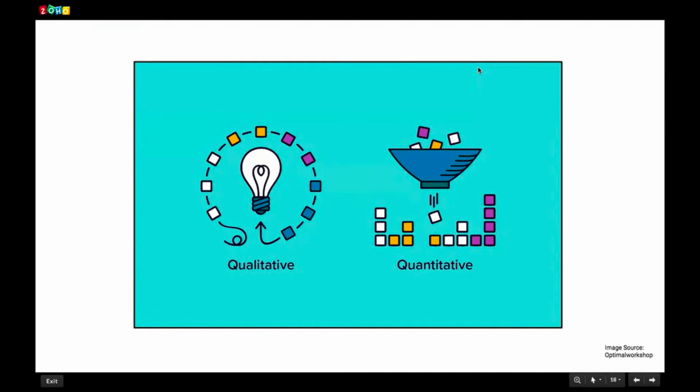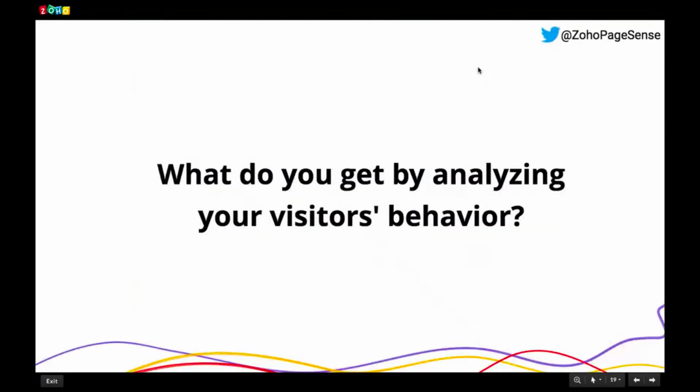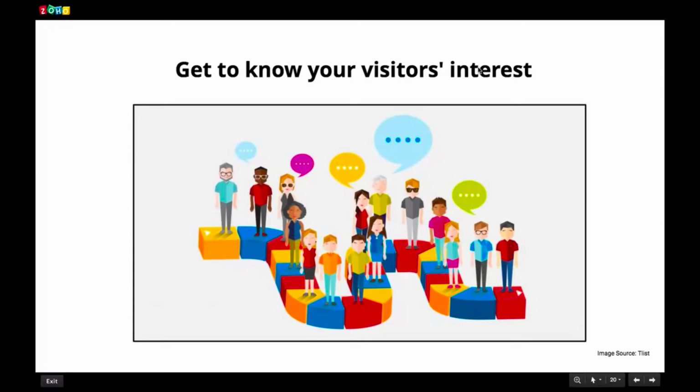Now, let's jump into the crux of our webinar, which is what do you get by analyzing your visitor behavior? Get to know your visitors' interests. By analyzing your visitor behavior, you get first-hand insight into what your visitors are interested in and what they ignore. So by knowing what kind of content your visitors are gravitating towards, you will have a fair idea about how you can keep them engaged in the future. So for example, if a particular blog post is doing really well on your website, then you can continue to write along the same lines and post more of what your visitors find valuable and what they find interesting.